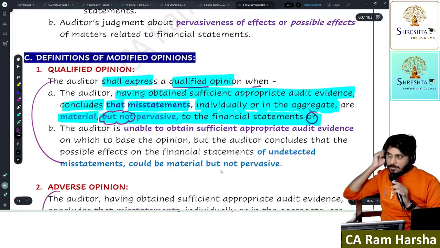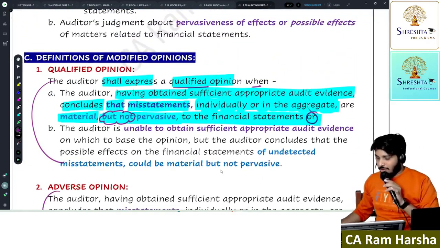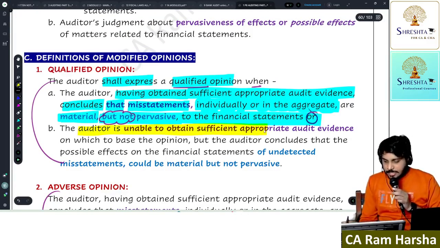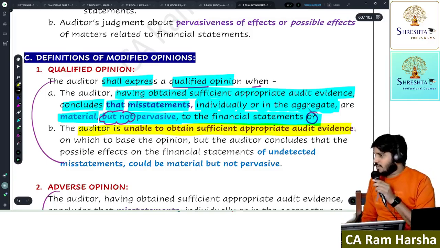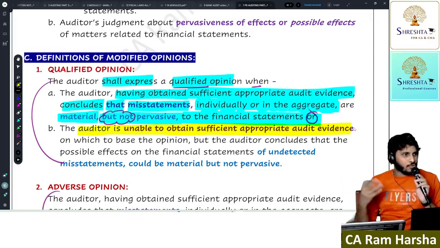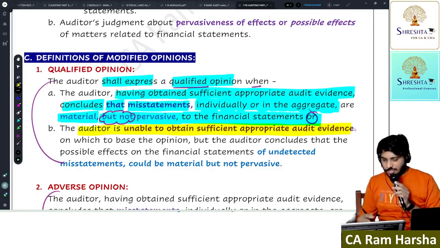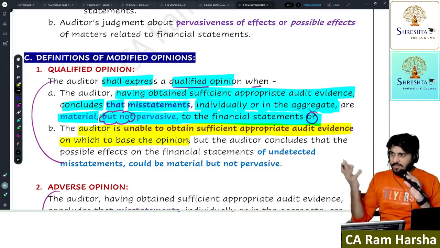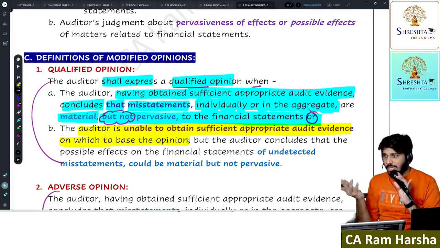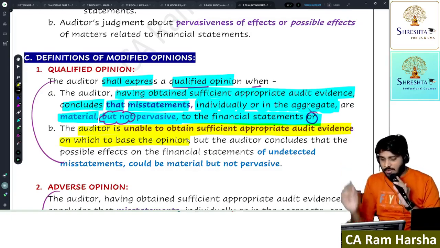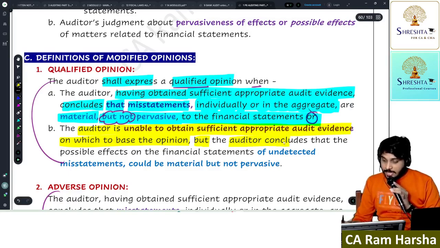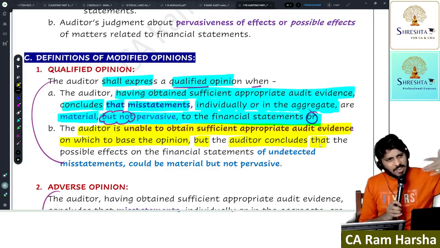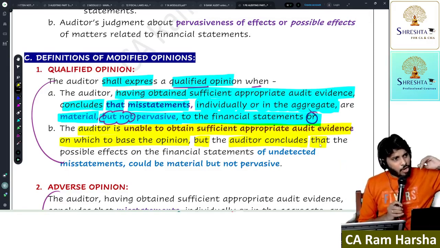Now you see the second part of the qualified opinion, which is a little trickier. The auditor is unable to obtain sufficient appropriate evidence. Some 1 crore worth of customer is there. I am unable to trace him. I am unable to get evidence on which I have to base the opinion. Because if he gave confirmation, I would have given an opinion. But he is not giving confirmation. I don't have evidence. But I conclude that, okay, he is not giving. Can I take the risk and give an unqualified opinion?